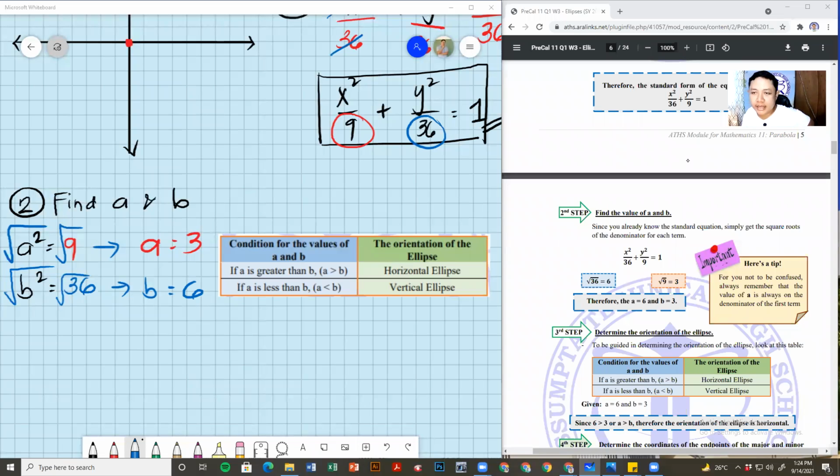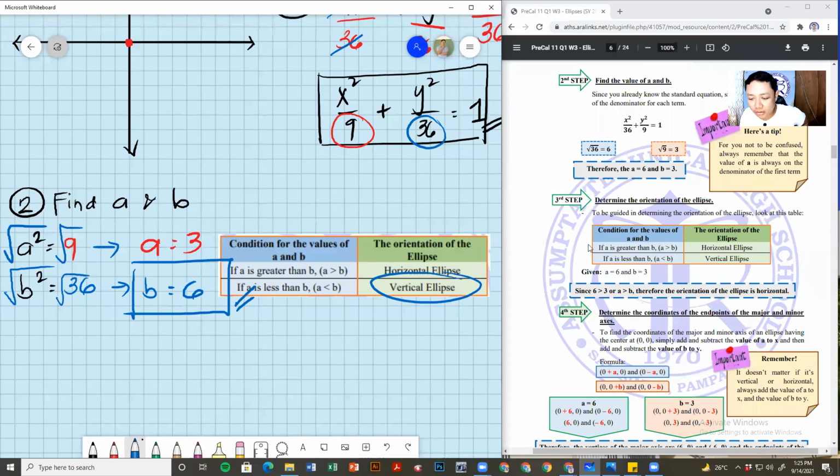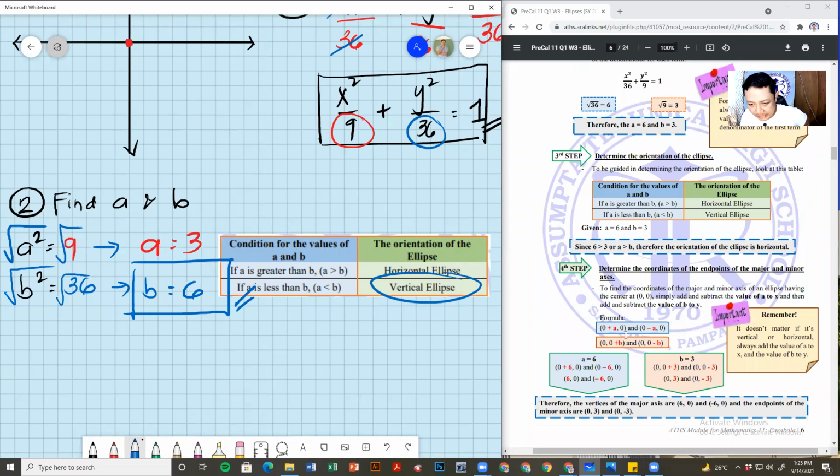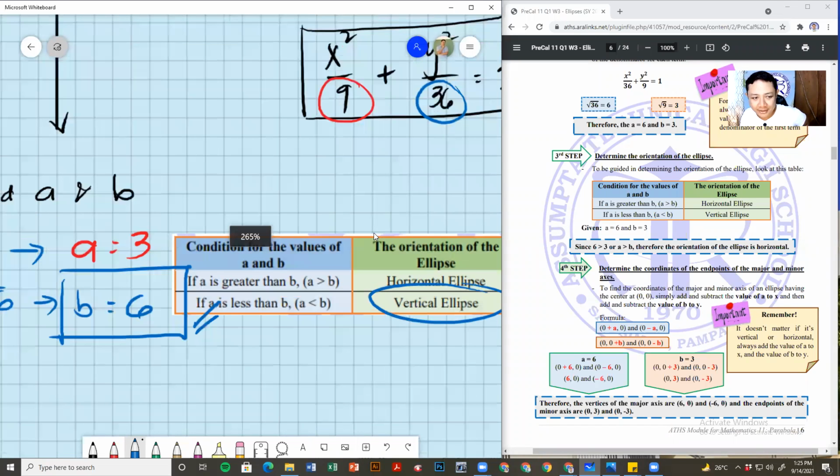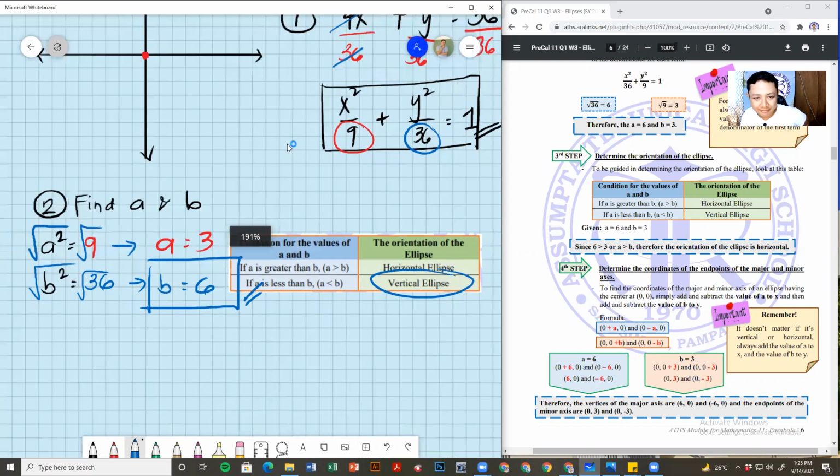Very good. That's correct. We are making a vertical ellipse simply because B is greater than A. So therefore, we will be having a vertical ellipse. Let's now move on. The next step is to determine the coordinates. In here, we have a formula, but I'll just be teaching you a faster way on how to do this. Ready? Okay, let's now go back to our graph.